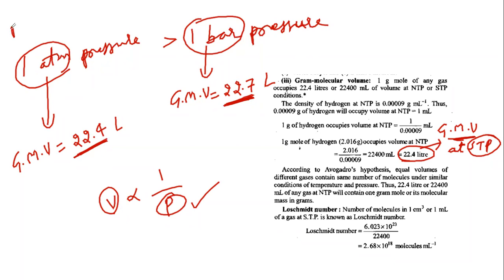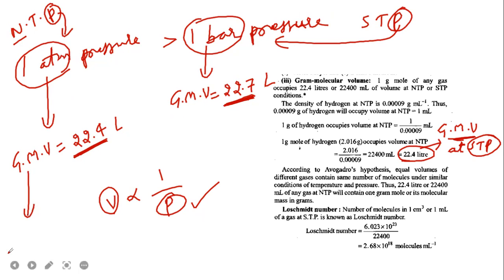Now generally, NTP condition. In NTP, the pressure is equal to 1 atm. And if you take STP condition, standard pressure means 1 bar. Normal pressure means 1 atm. So at 1 atm, the gram molar volume will be 22.4 liters. And at 1 bar pressure, the gram molar volume will be 22.7. Is that clear?